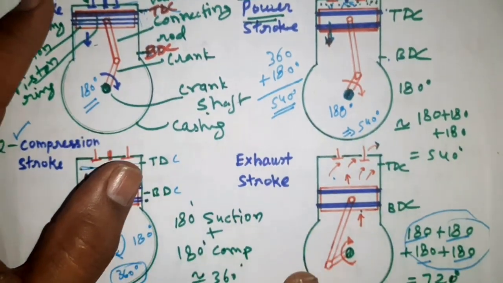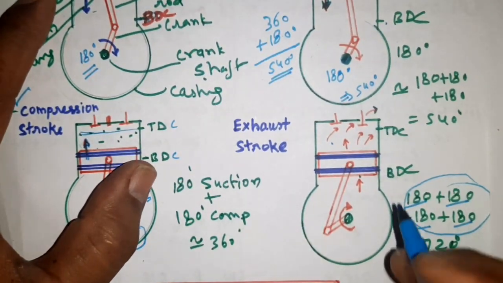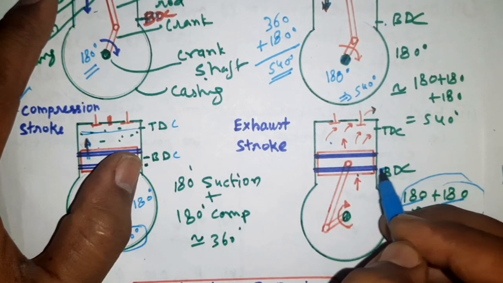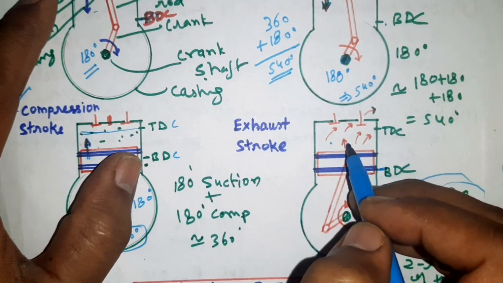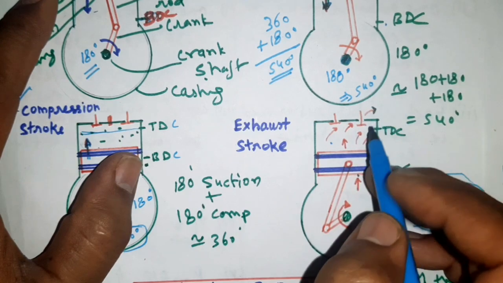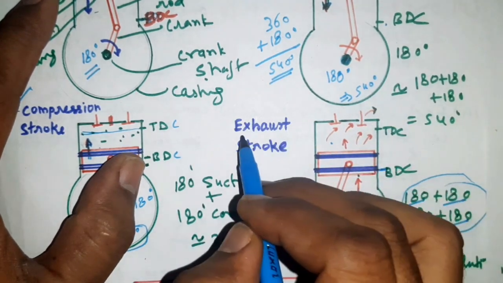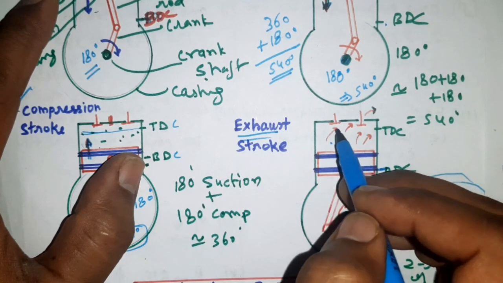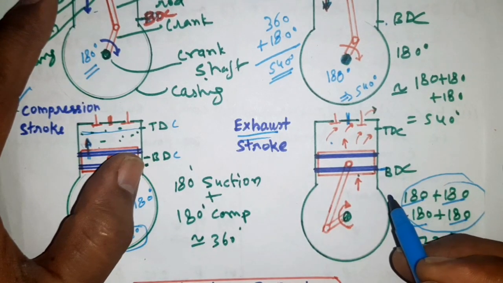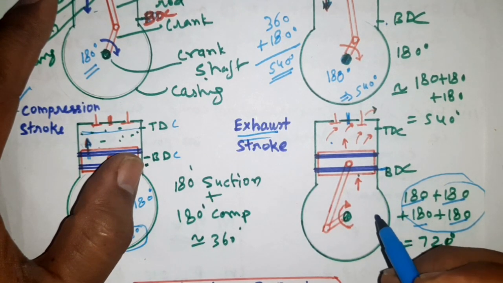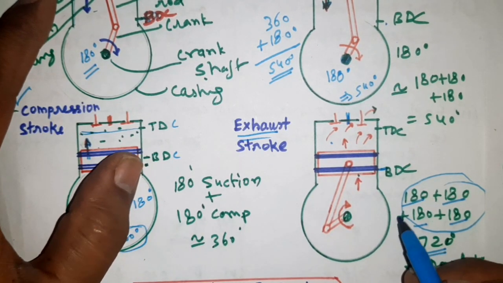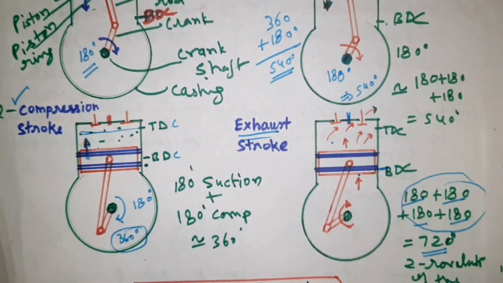Again the burnt gases will be thrown out from the combustion chamber. So this piston will again move BDC to TDC, and the burnt gases are thrown out via the outlet valve. So in the exhaust stroke, the outlet valve will be opened and the inlet will be closed. This is the exhaust process and stroke. Here you can see the total angle of rotation.